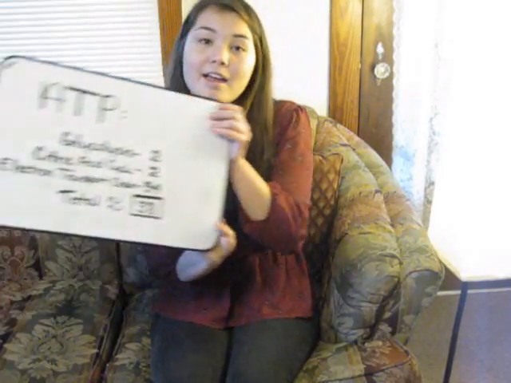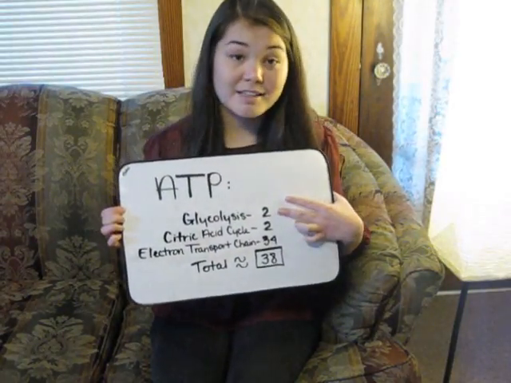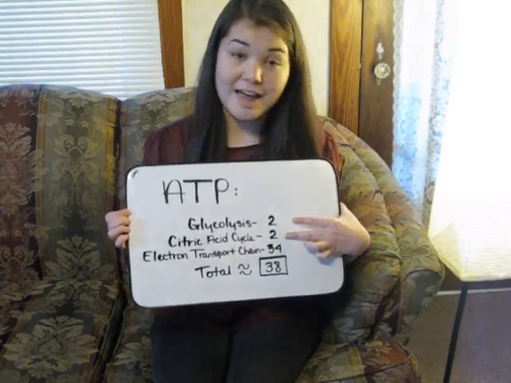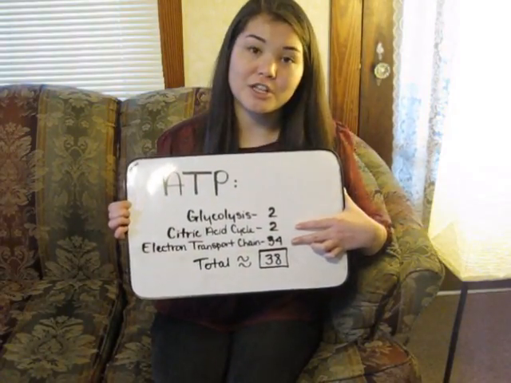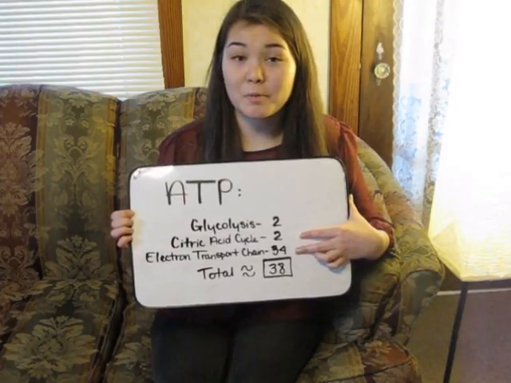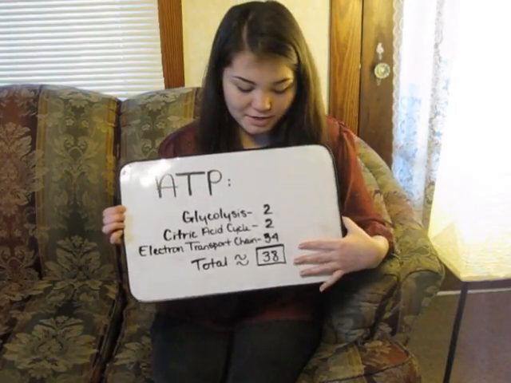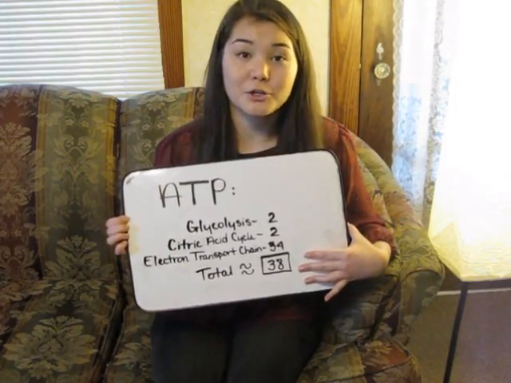So let's take a look at the number of ATP produced in cellular respiration. In glycolysis, 2 ATP were produced. In the citric acid cycle, 2 more ATP were produced. And in the electron transport chain, about 34 ATP were produced, leading to a total of 38 ATP per glucose molecule.